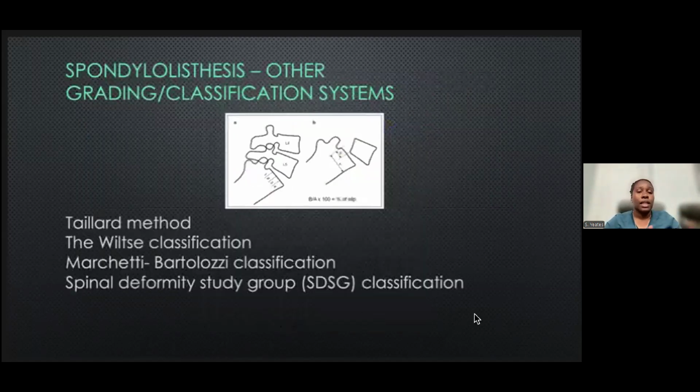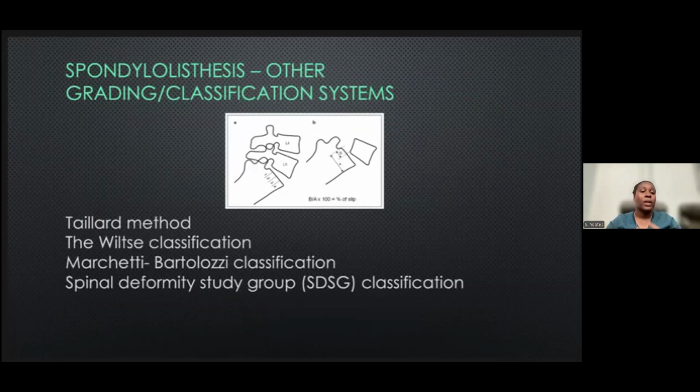There are other grading or classification systems. So you have the Taillard method, and this method describes the degree of slippage as a percentage of the anteroposterior diameter of the top of the first sacral or fifth lumbar vertebra. So that percentage of slip would be equal to the displacement of L5 on S1, over the width of S1, times 100. The result is an exact percentage of the slip.